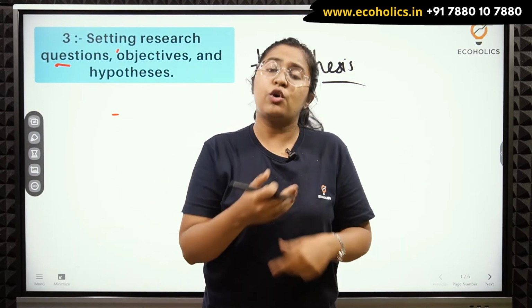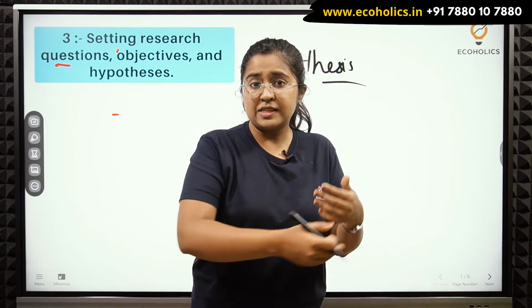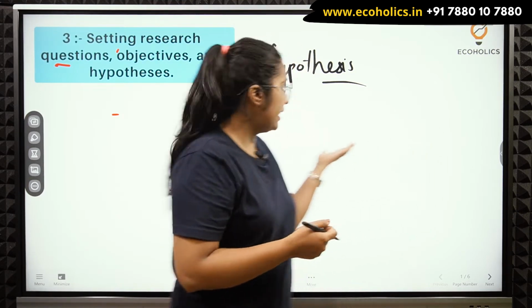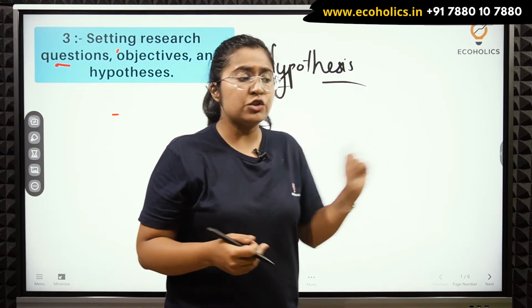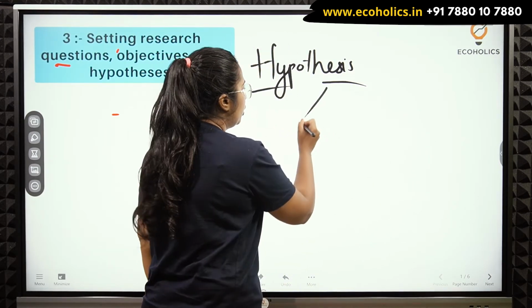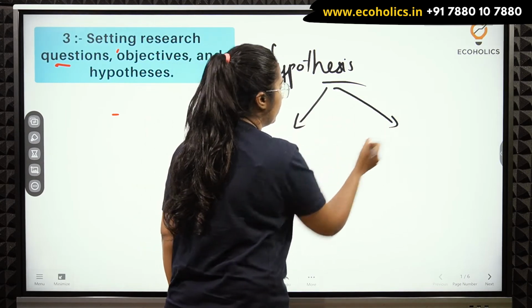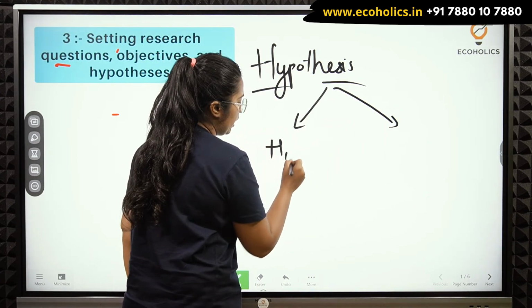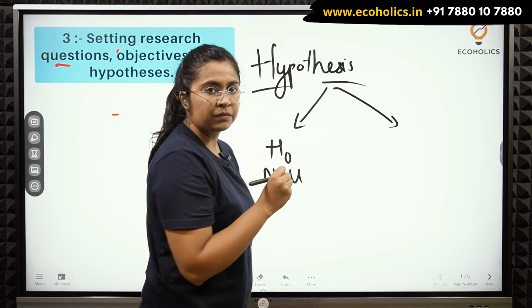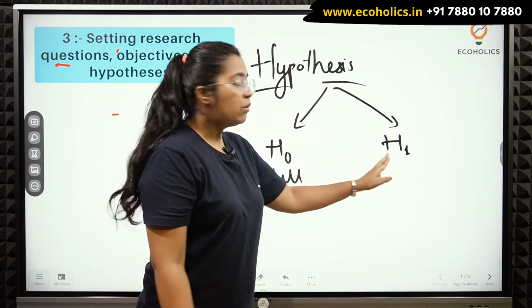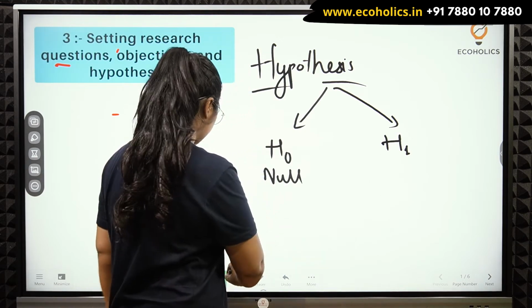During that research, or during the start of that research, of course, we are going to make a hypothesis. So, there are two types of hypothesis. One is H0, which is known as the null hypothesis. And the second one is the alternate hypothesis.